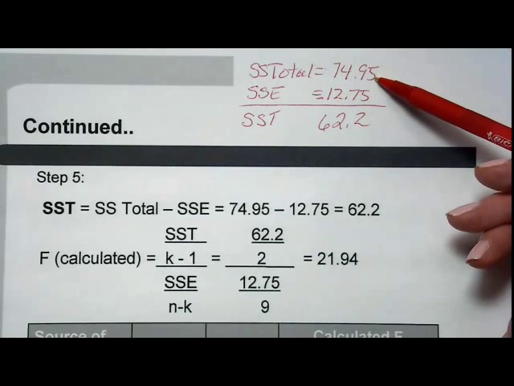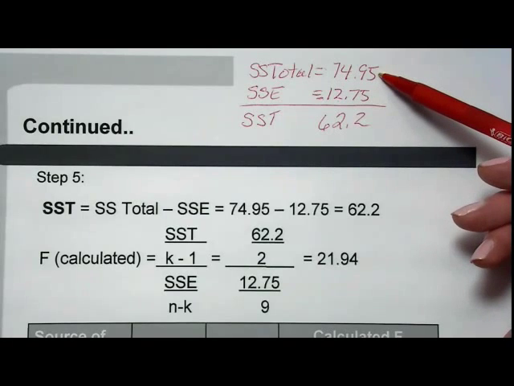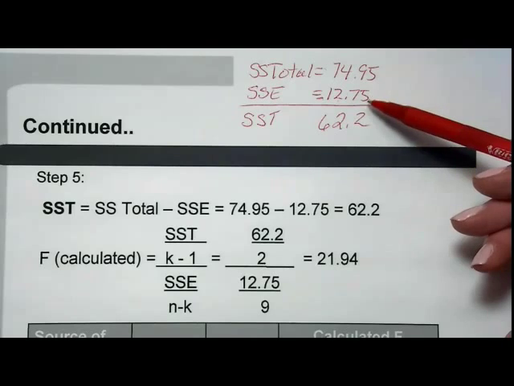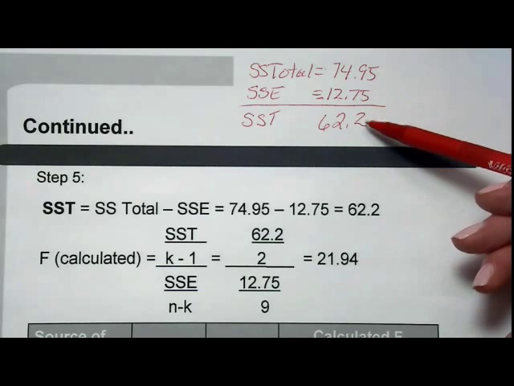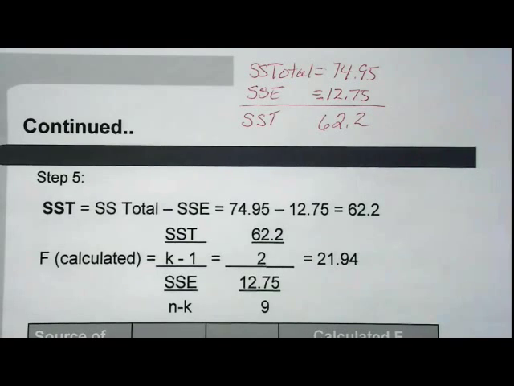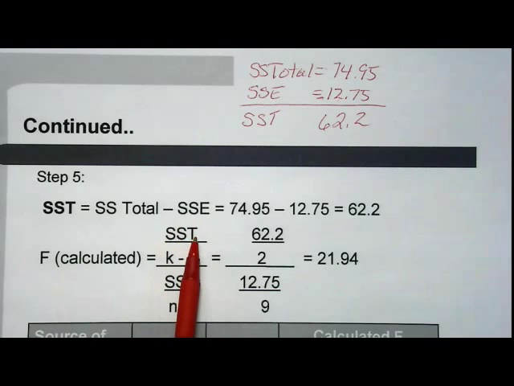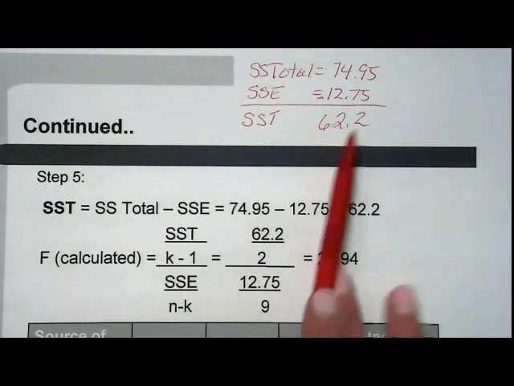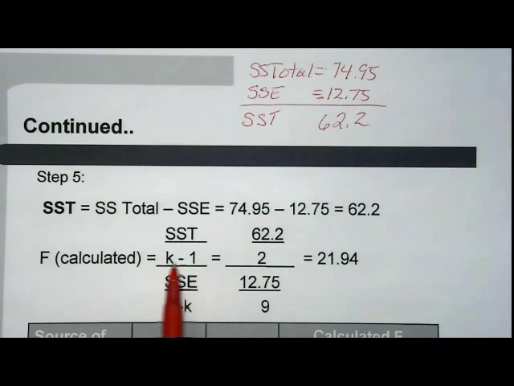So this is the total variation, the sum of the squares variation from all the data points from the grand mean. This is within a column, and this is column to column variation. Now we have all the numbers we need in order to do our calculated F. Here's our formula. So SST is 62.2. This is the degrees of freedom, remember. 3 columns minus 1 is 2.